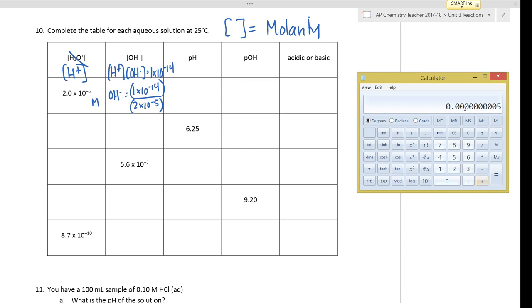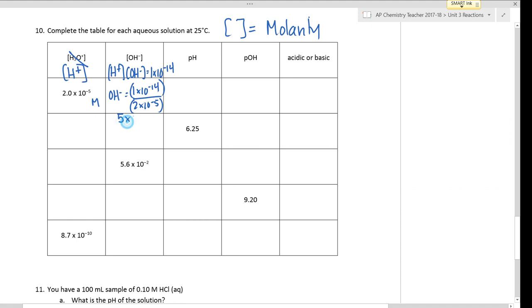Let me count the zeros first. 1, 2, 3, 4, 5, 6, 7, 8, 9, 10. So this is 5 times 10 to the negative 10th. That's my concentration of OH. And then for my pH, pH is the negative log of the H plus concentration. So I'm just going to take the negative log of this number right here.